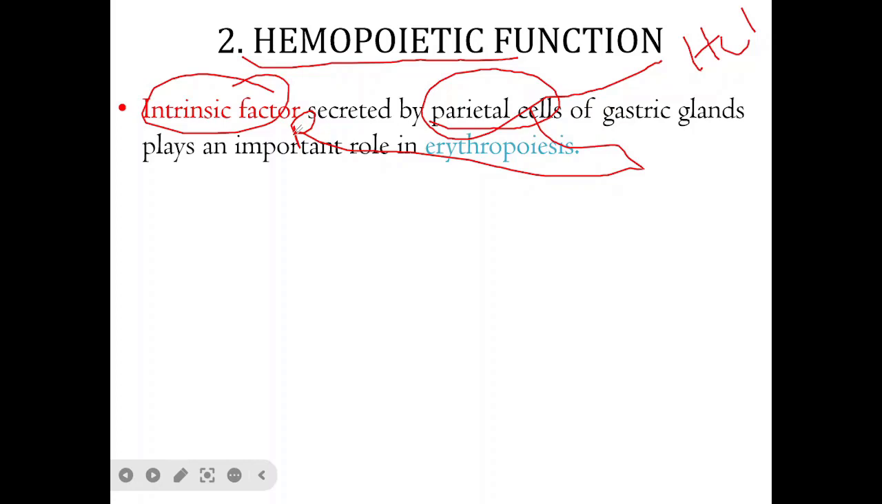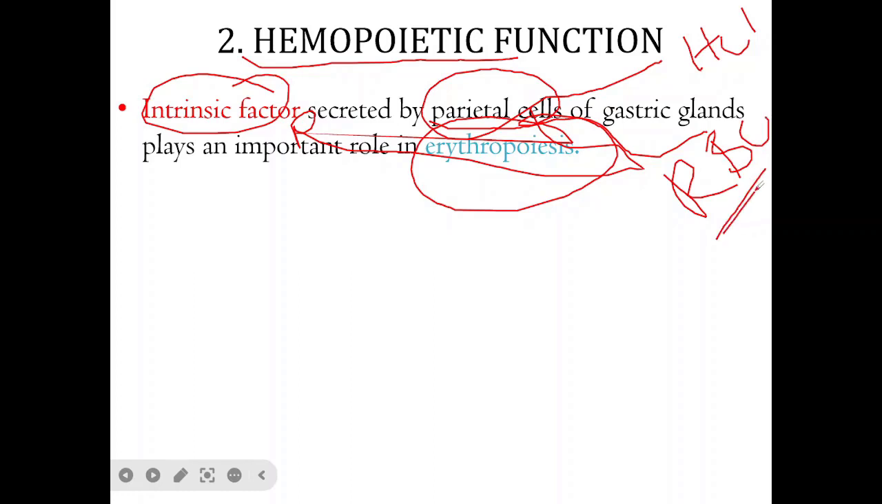It is important in the production of erythropoiesis, RBC production. Why? It is secreted by the parietal cell of the gastric gland, important in the role of erythropoiesis, red blood cell production.